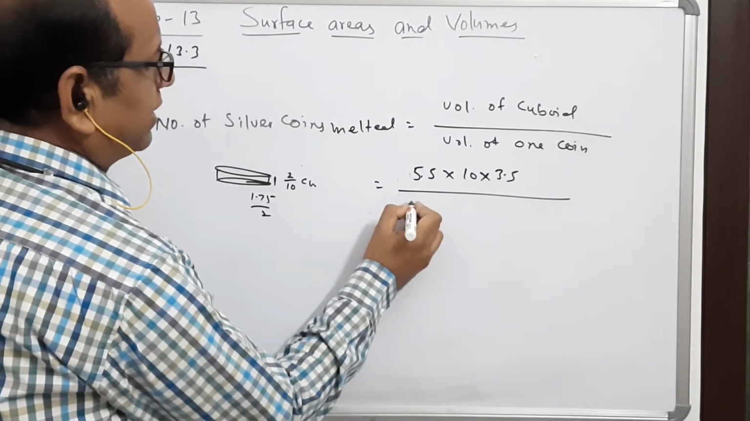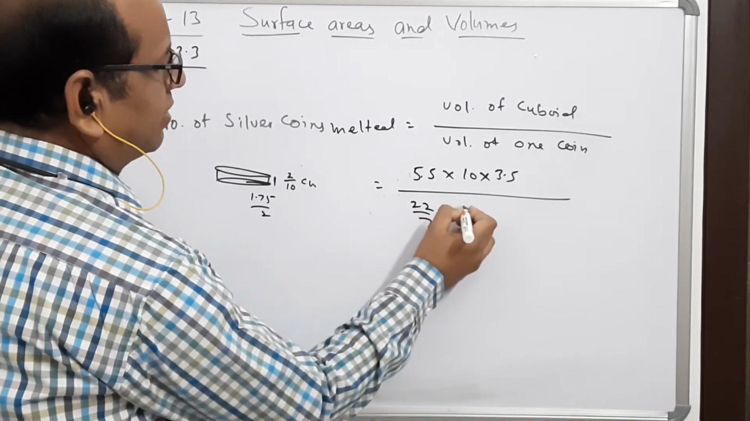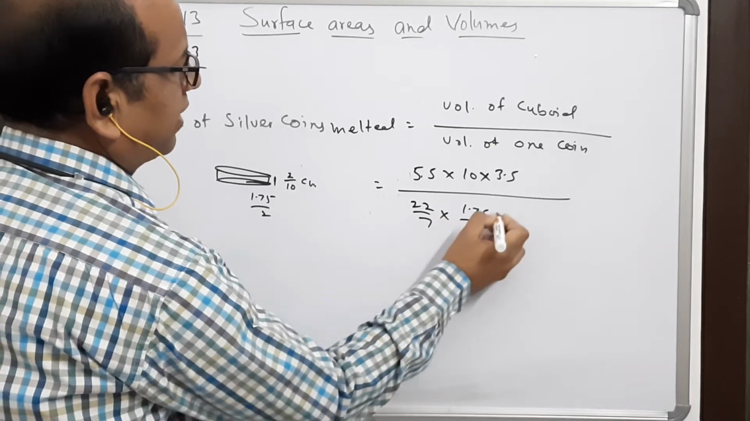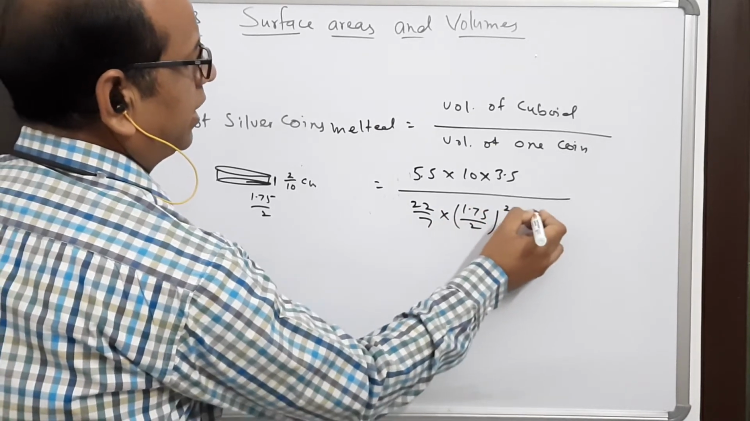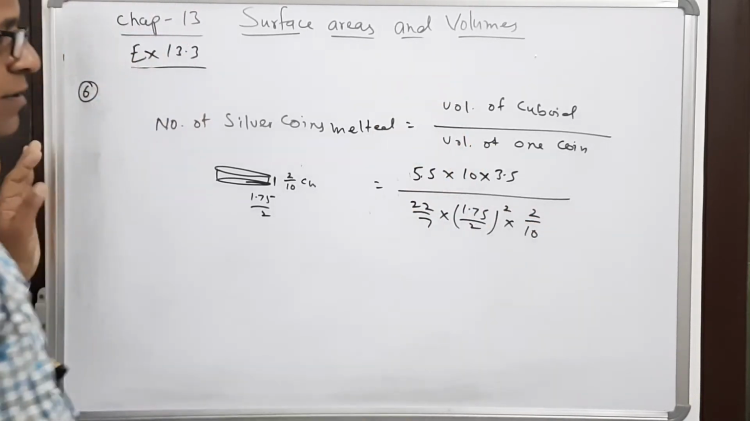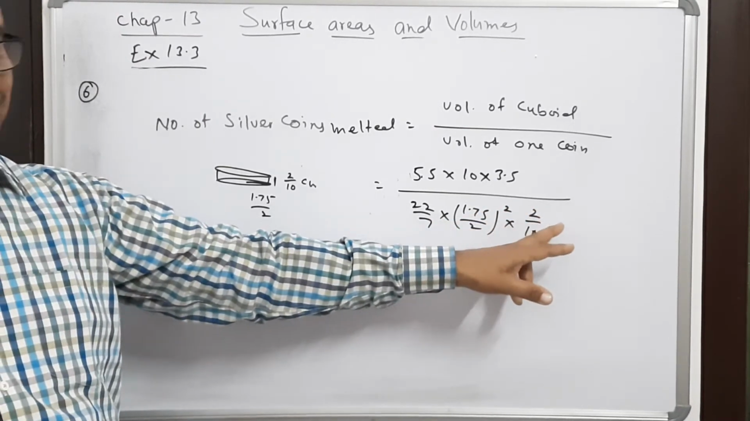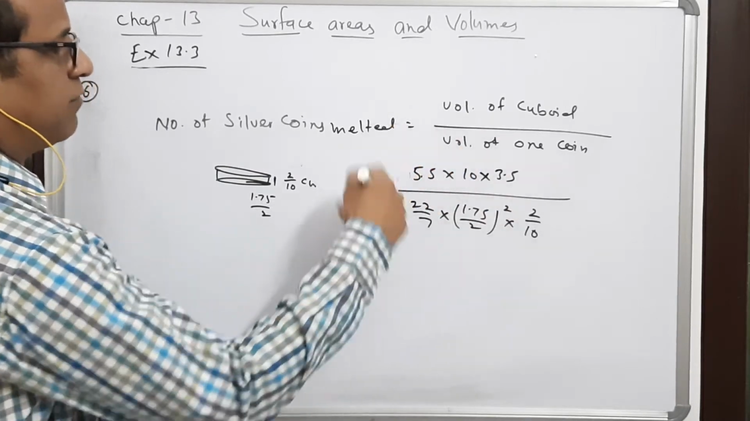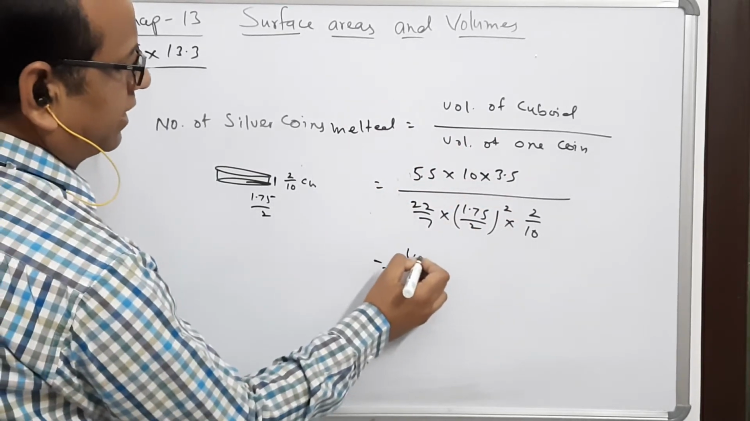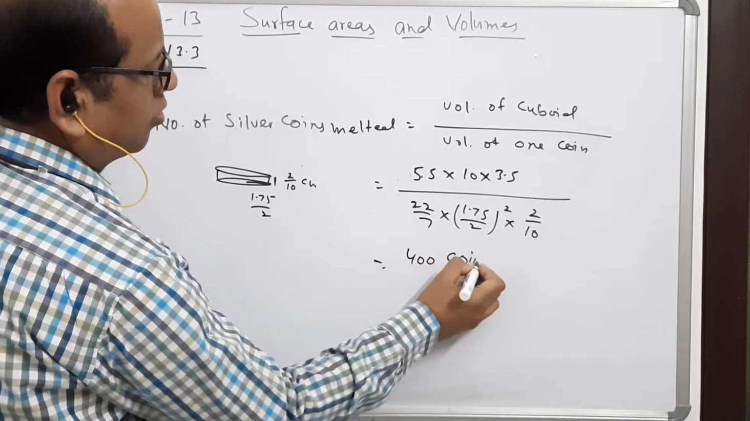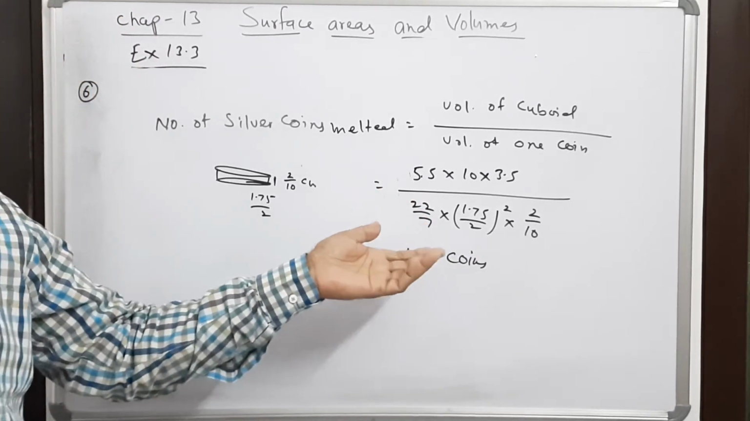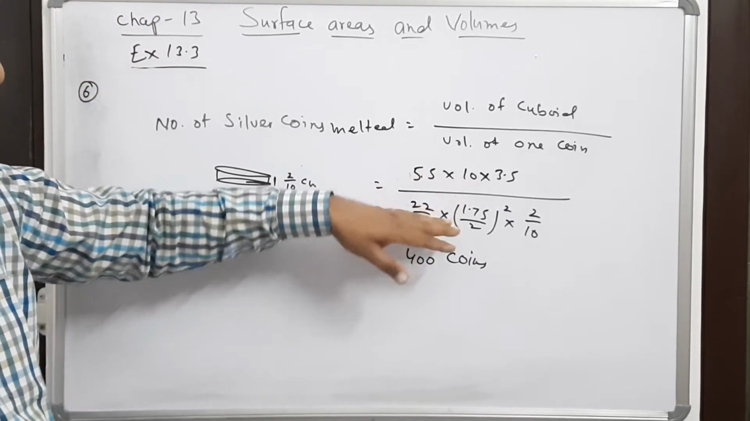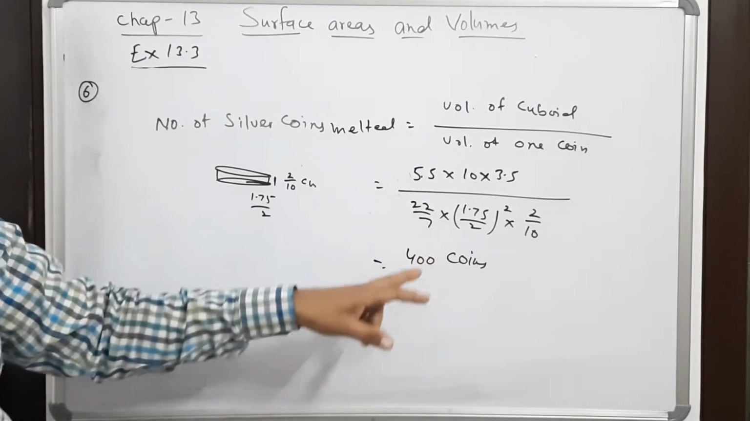So the formula is 22 upon 7 into 1.75 square into 2 by 10. 2 mm thickness, so it is 2 by 10. Yes? And now I am leaving it for you. If you simplify this part, you will get the answer 400 coins. And I think it is not required to explain to you how to cancel all these and how to simplify.